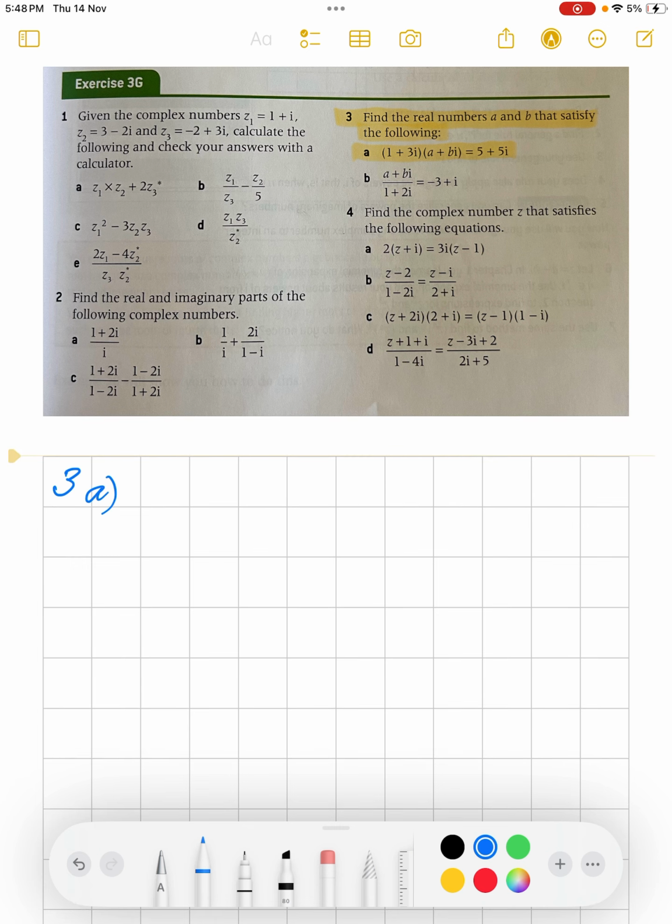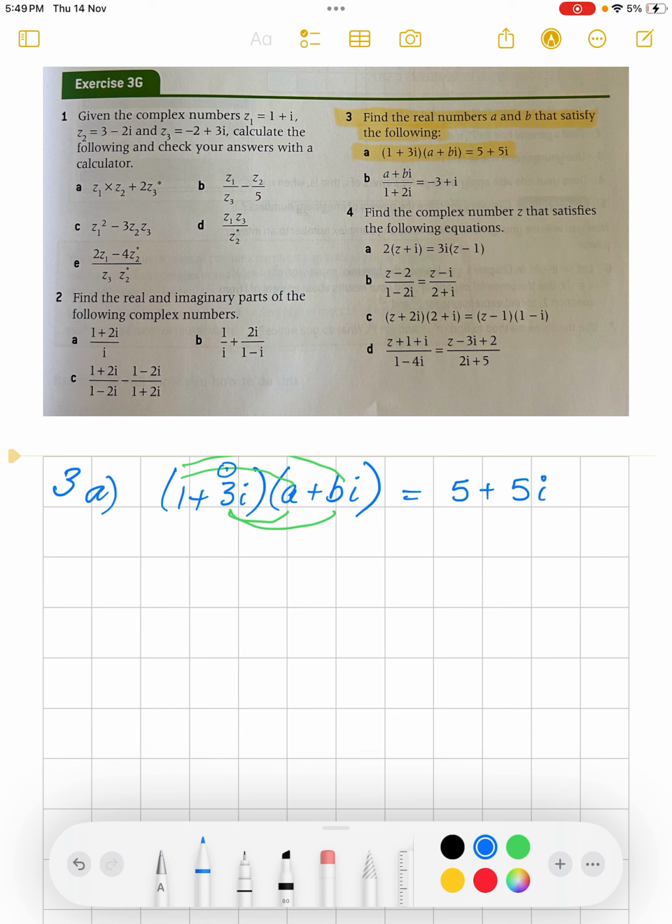Question 3A says find the real numbers A and B that satisfy the following. Now, we're told that 1 plus 3i times A plus Bi equals 5 plus 5i. Now, what we need to do is match the real components with the real components on the left and the right side, and then the imaginary components with the imaginary components on the left and right side. So first let's expand.